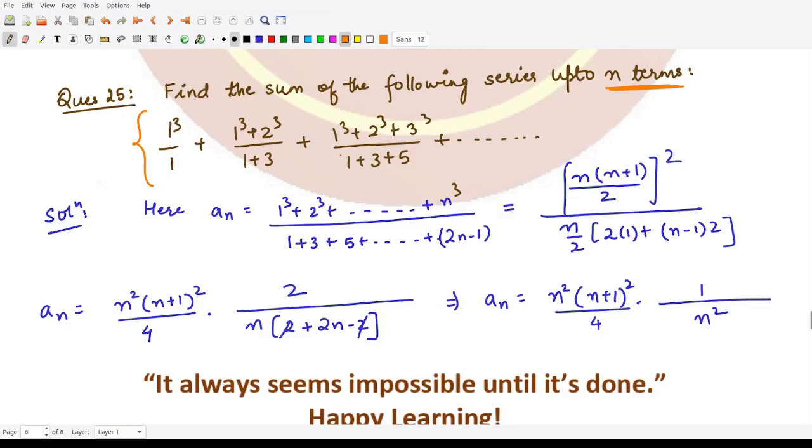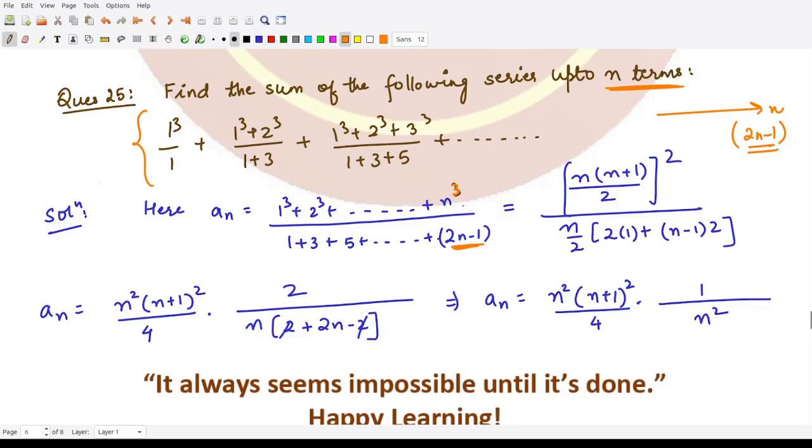So here, your nth term would look something like this: 1 cube plus 2 cube plus so on up to n cube, right? We are going up to n cube. And it is divided by 1 plus 3 plus 5, and we are going up to 2n minus 1. Why? Because we are taking the odd terms. So if you go up to n terms, it would be 2n minus 1 for the odd term.